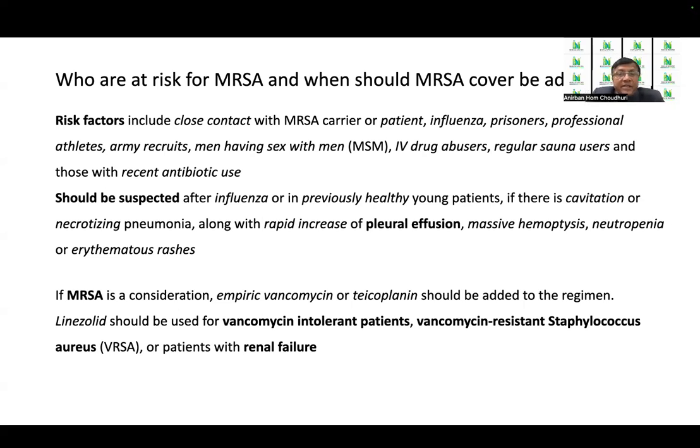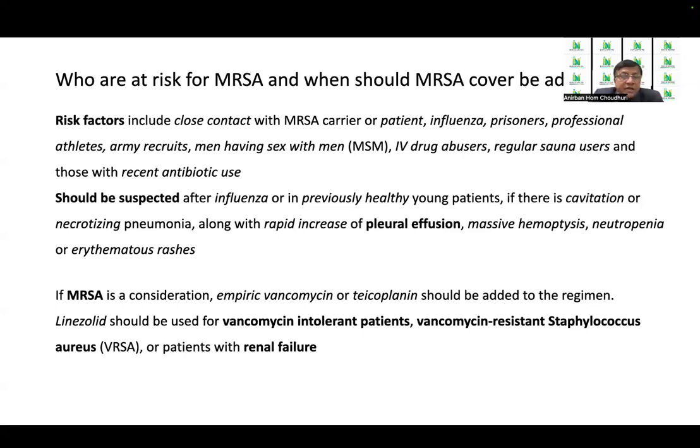So the risk factors for MRSA include MRSA carrier status, influenza, prisoners, professional athletes, army recruits, men having sex with men, IV drug users, regular sauna users, again, those with recent antibiotic use. So these are the various risk factors, and it should be suspected after influenza or in previously healthy young patients if there is cavitation or necrotizing pneumonia, which we can easily check in the chest X-ray, along with rapid increase of pleural effusion, or if the patient has massive hemoptysis or neutropenia or erythematous rash. So all this would point to high chances of methicillin-resistant Staph aureus.